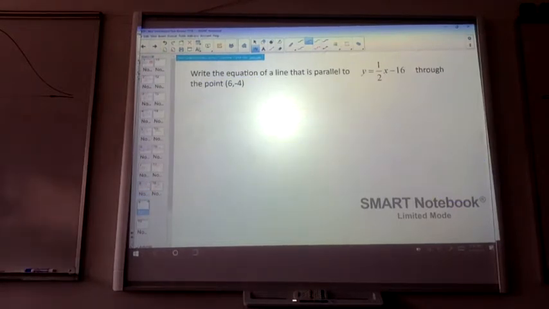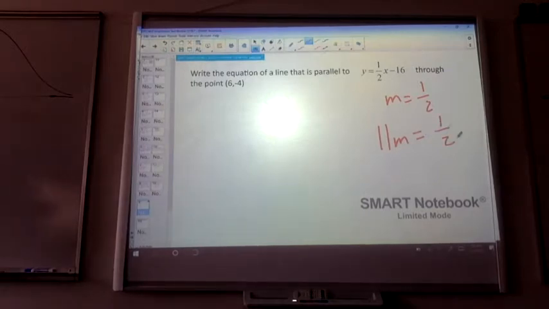All right, write an equation that is parallel to y equals 1/2 x minus 16 through the point 6, negative 4. So what is the slope of the equation that's given up here? 1/2. What do we know about a parallel slope? They have the same slope. Same slope. Awesome. So parallel slopes are the exact same. Are we okay with that little information? So now we have this other point. So I have a slope and I have a point. So what equation might be the best for us to use?